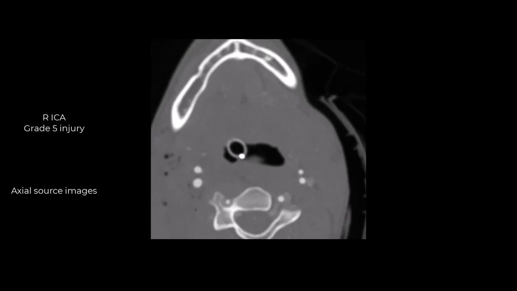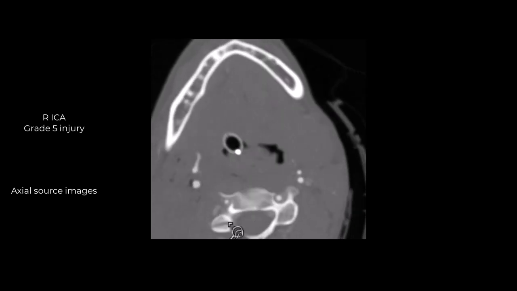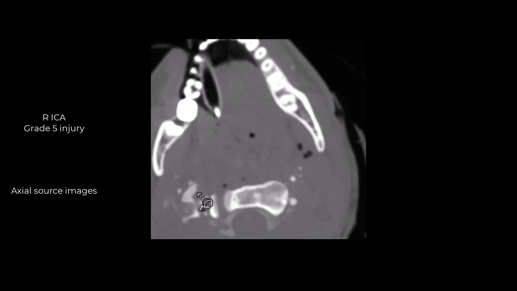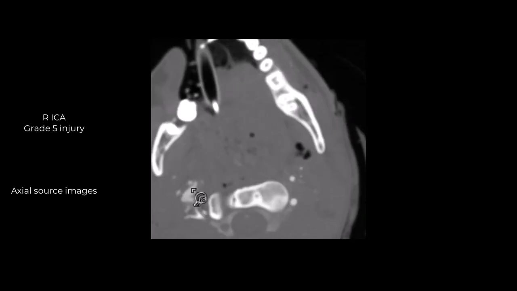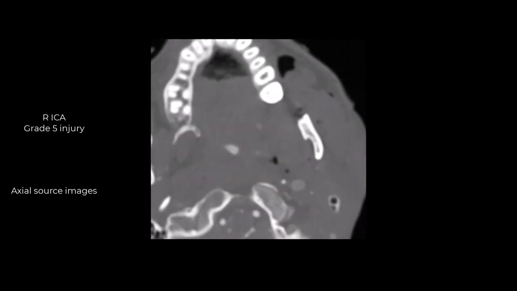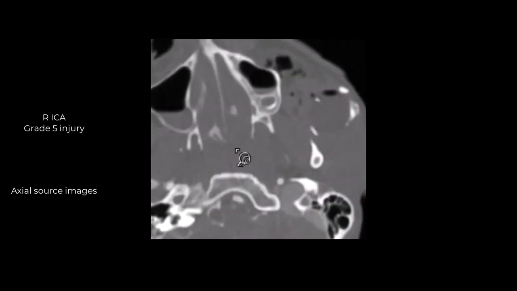This is an example of a patient with a grade 5 vascular injury, which is very infrequent to see. Focus on the right common carotid artery. As we go up, we start seeing the internal carotid artery. It decreases in caliber severely, and then we start seeing all of this extravasation, very, very extensive extravasation of contrast that extends all the way to the oral cavity.